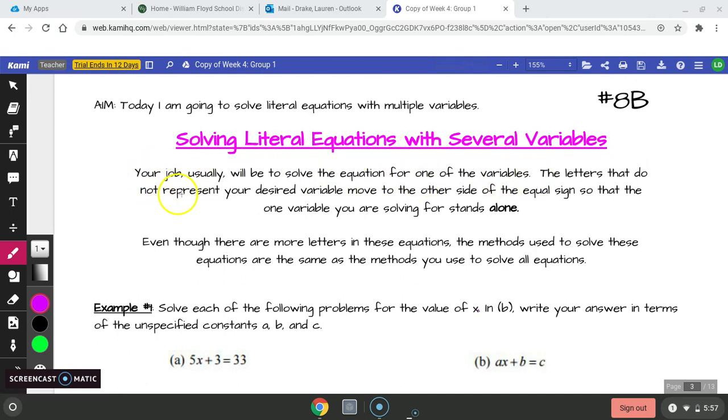The letters that do not represent your desired variable move to the other side of the equal sign so that the one variable you are solving for stands alone. Even though there are more letters in these equations, the methods used to solve them are the same as the methods you use to solve all equations. Normally when we're solving equations, we undo the order of operations. So first we undo addition and subtraction, then we undo multiplication and division, then we undo exponents, and then we undo grouping. So it's PEMDAS but backwards.